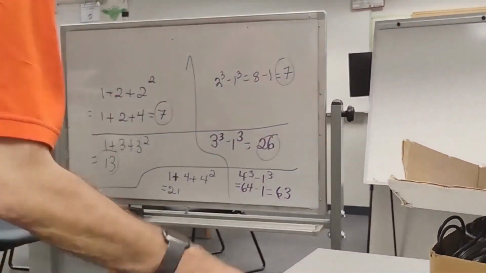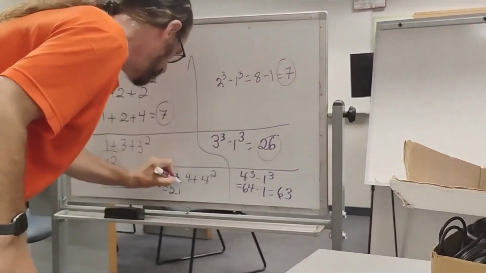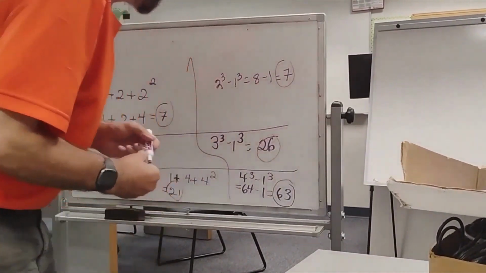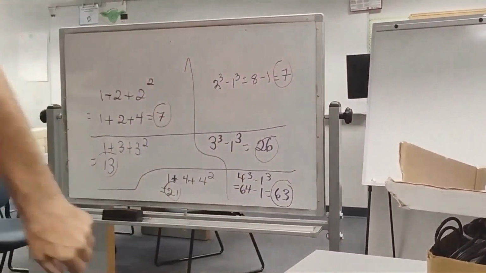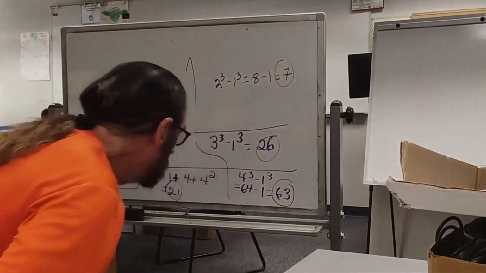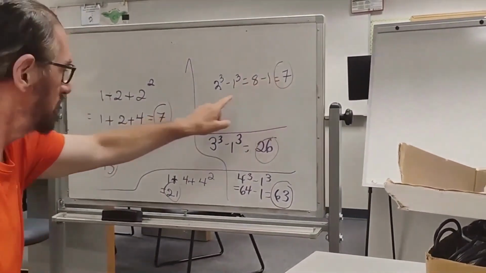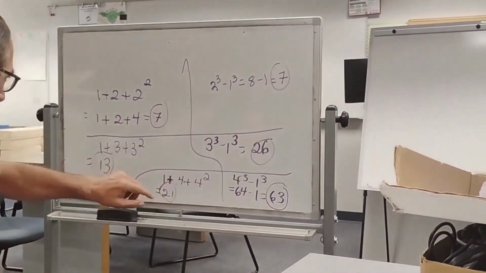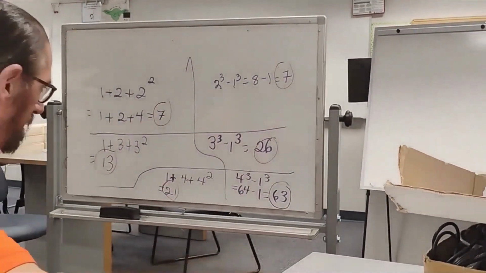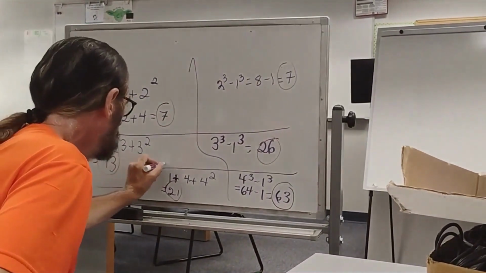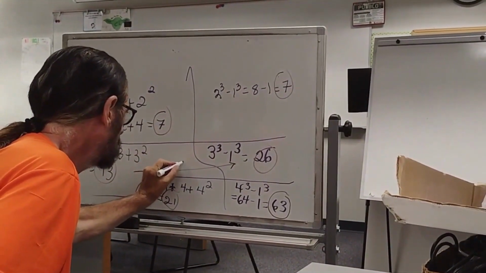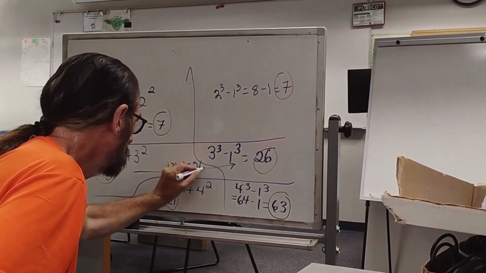All right. So this pair stayed the same, got exactly the same. How are 13 and 26 connected? Doubled. Okay. 13 times 2 would get us 26.